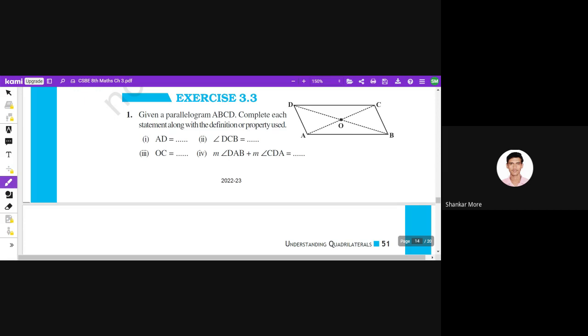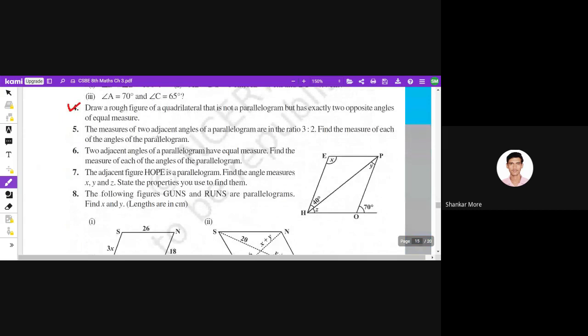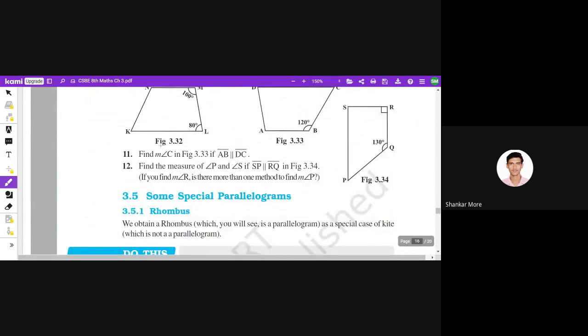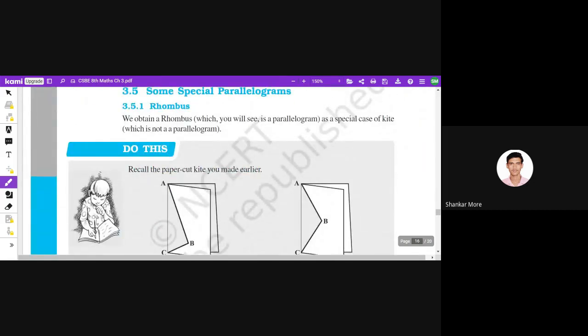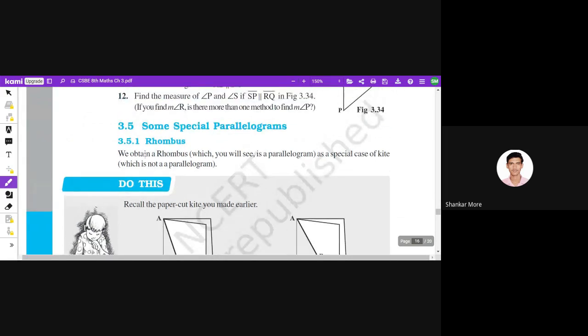ठीक है? So, students, हम क्या करेंगे? There are 12 questions in this practice set, and there are a few more topics remaining in this chapter. So we will first cover the theory part, and then we'll jump onto this practice set, and then we'll solve the examples. Okay, so this is how we are going to go. The next topic that we are going to learn today is a rhombus.